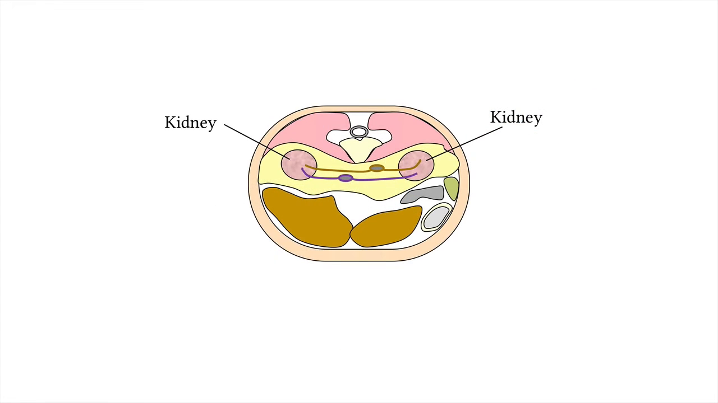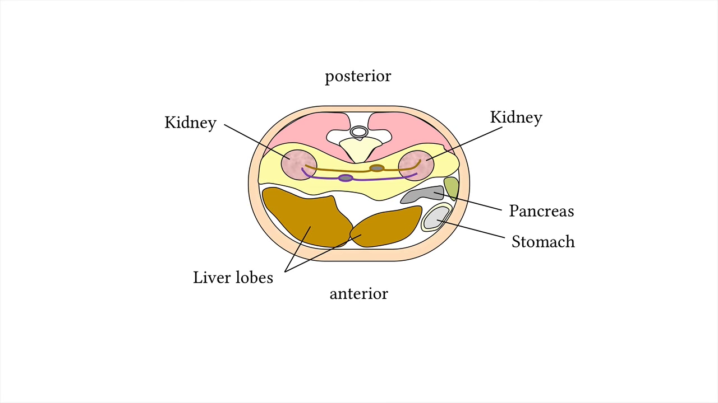This is a cross-section of the abdomen looking downward at it. Here is the anterior side of the body, and here's the posterior side. This cavity is the peritoneal cavity, and it contains most of the abdominal organs, such as the liver, stomach, and pancreas. Surrounding the peritoneal cavity is a membrane called the parietal peritoneum, which is made up of a serous membrane that produces some fluid for its cavity.